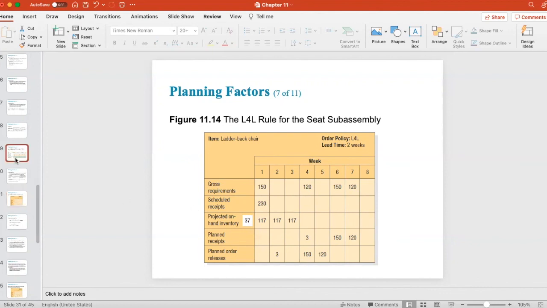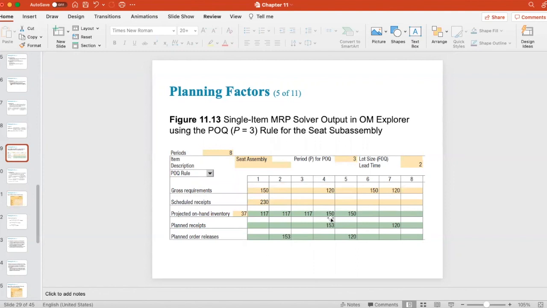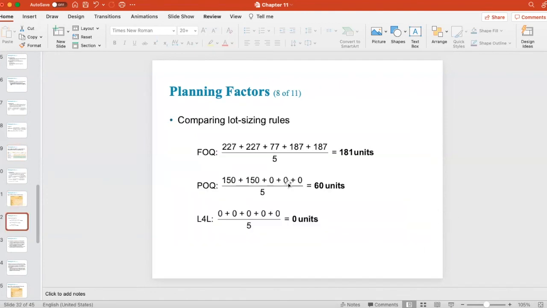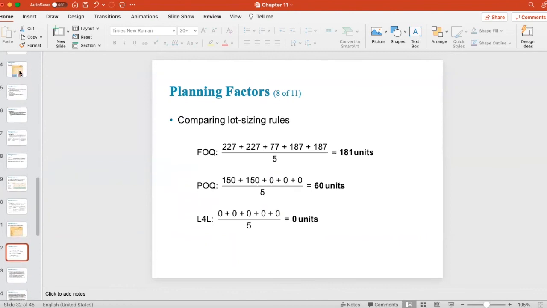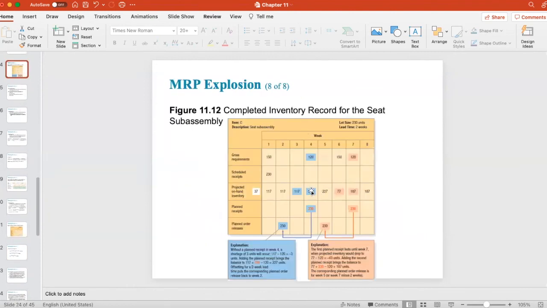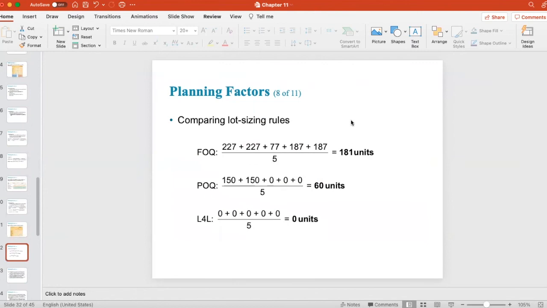However, if you move to the periodic rule, starting from week 4, we know we have some replenishment, okay? And the average inventory within these 5 weeks will be 150 plus 150 plus 0 plus 0 plus 0 divided by 5, okay? Which is exactly shown here, okay? And if we move to the fixed order quantity rule, you can see that the corresponding inventory is shown here, and you can clearly calculate the corresponding average inventory, okay? Which is shown here, okay?